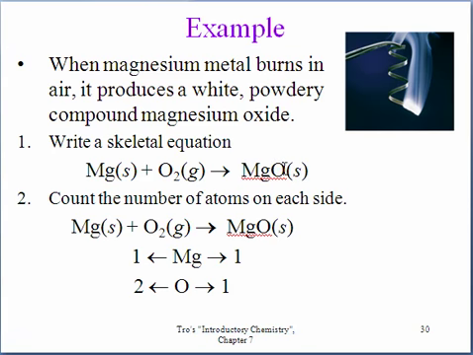Now that we have written our basic equation, let's go back and count the number of atoms on each side. 1 magnesium, 1 times 2 is 2 oxygen. So 2 oxygen on the reactant side and only 1 on the product side. Our magnesium is balanced, but our oxygen is not. If only one element is not balanced, then the whole equation is not balanced.